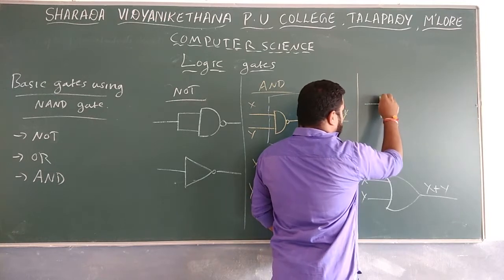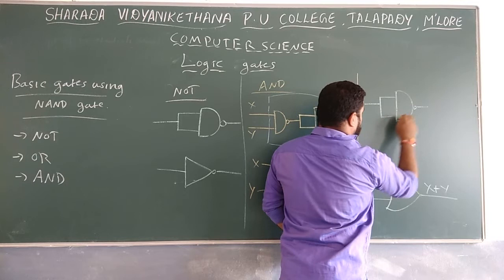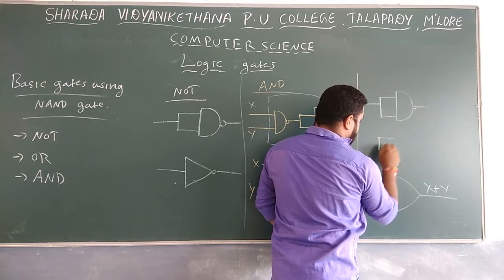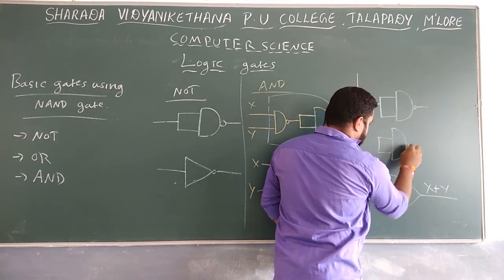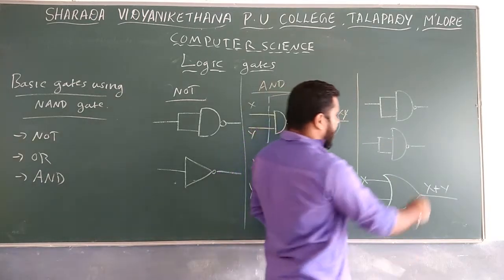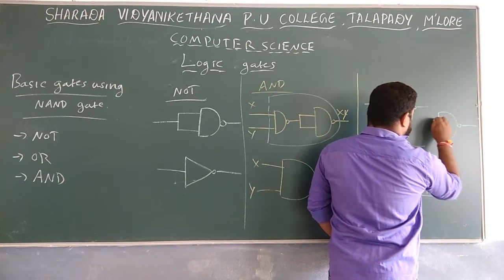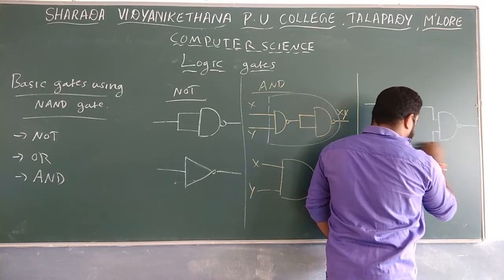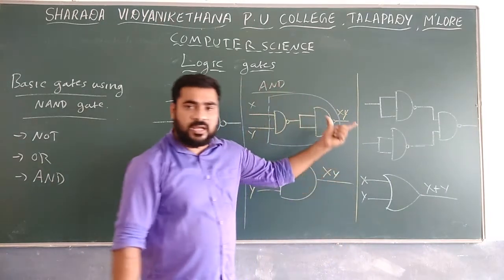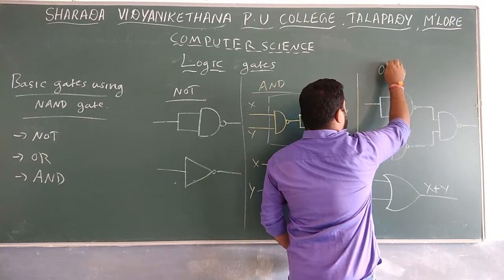First, you have to take one NAND gate and one more NAND gate. Two NAND gates are required here, meaning two NAND gates with both inputs converted. Then after that, you have to combine both inputs and produce the output. You have to combine the inputs like this. So this will be the circuit diagram for the OR gate.